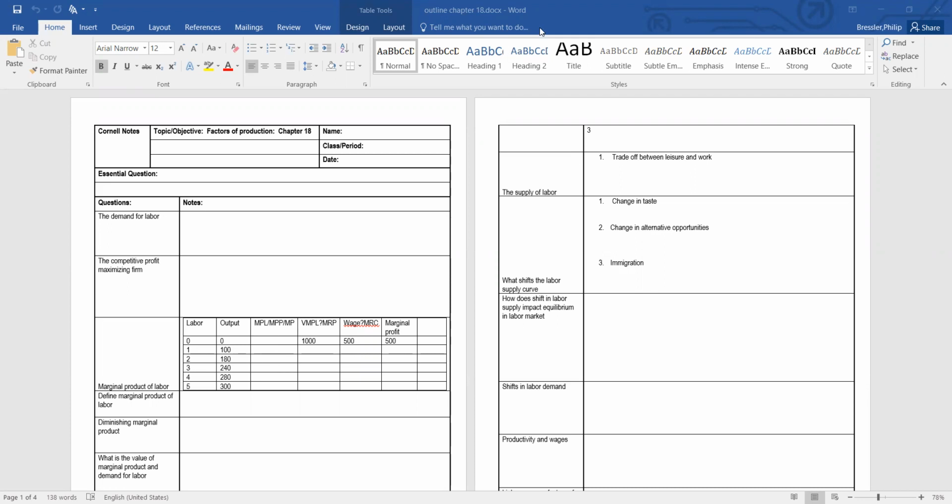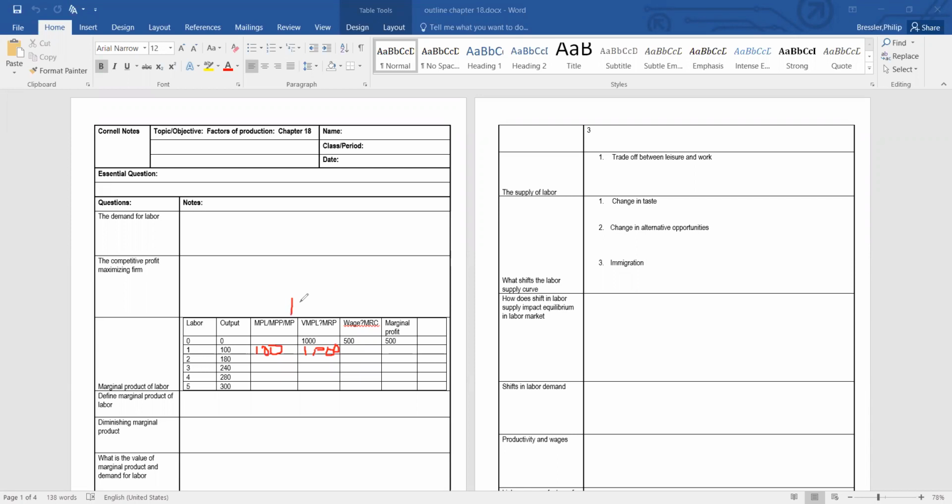Now, this one didn't line up correctly, but let's just say the MP is 100, and I know MP times price equals VMPL, right? So it's 100 times price, which is X. So 100X equals 1,000. I then know the price is $10.